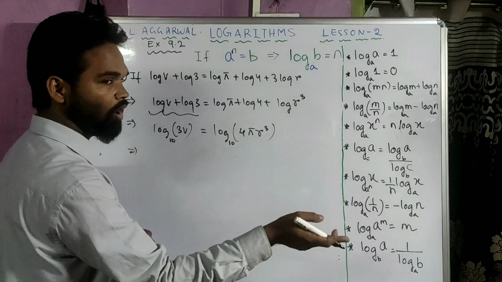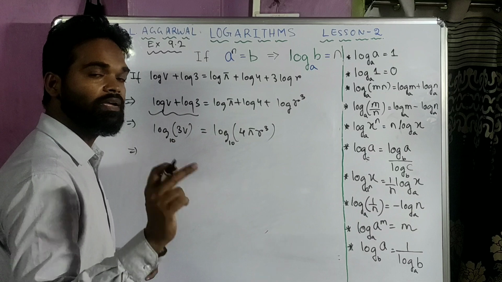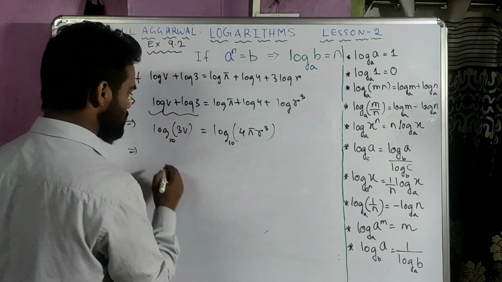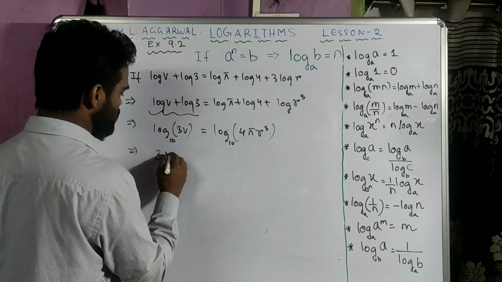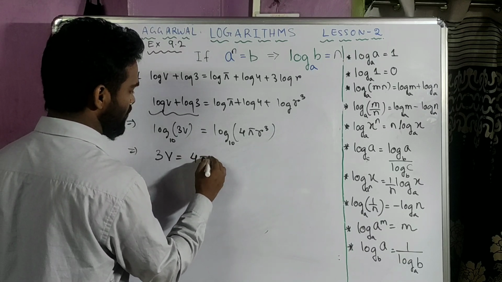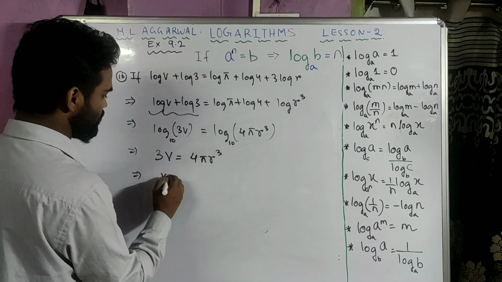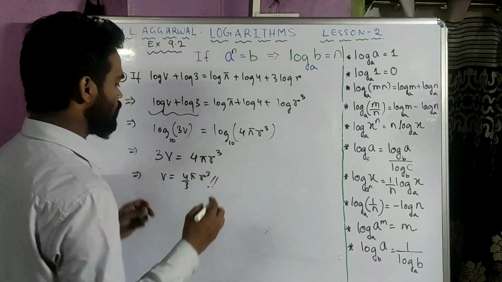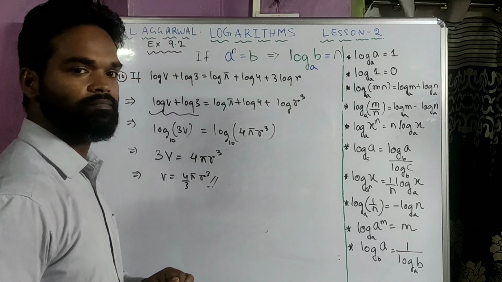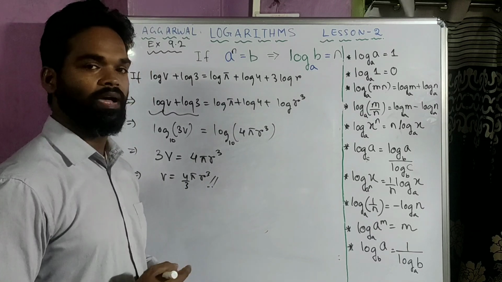If log x equals log y, then we can say that x equals y, provided the base is the same. You can also say this by taking the anti-log. So 3v equals 4 pi r cube, which means v equals 4/3 pi r cube. That's the volume of a sphere. Clear? Now we look at the next sum.